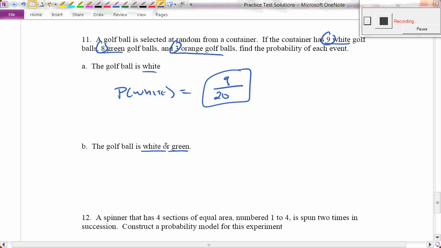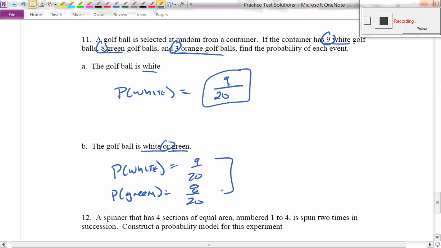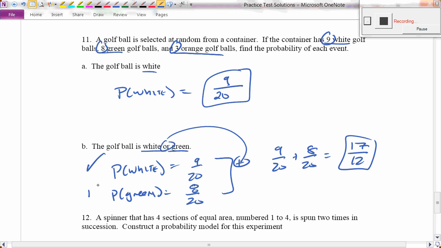Probability of white or green, we know that or means add. So the probability of white is 9 out of 20. And the probability of green is equal to, how many? 8 out of 20. So therefore, or means we're going to add these all up together. So 9 out of 20 plus 8 out of 20 is a grand total of 17 out of 20. So please put this and this on the page, and this. This tells me that you know how to find a probability problem.